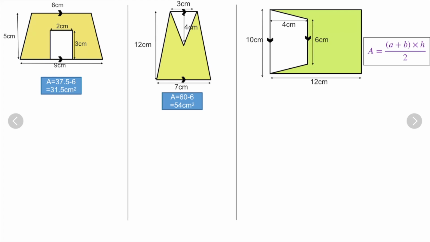For the final question, you've got a rectangle and they've cut out a trapezium from that. 120 for the rectangle, which is the base times the height, subtract the two parallel sides added together, which is 16, multiplied by 4, 64, half of that is 32. Subtract them from each other, leaves you with 88.